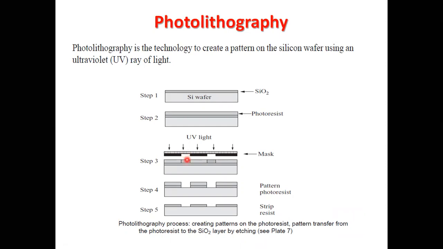Depending on whether the photoresist is positive or negative, it undergoes chemical changes and becomes more soluble or less soluble to the etchant solution. The pattern is formed on the photoresist. For the positive photoresist, the pattern is the same as the mask, and for the negative photoresist, the pattern is the inverse of the mask. The wafer is dipped into the developer solution.